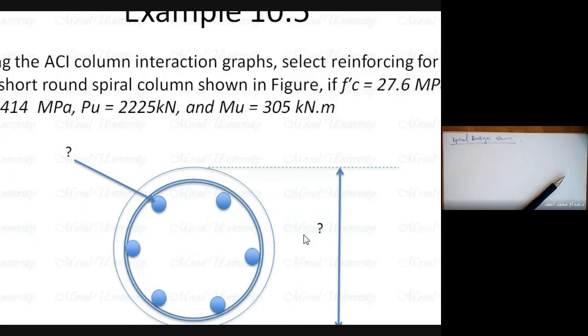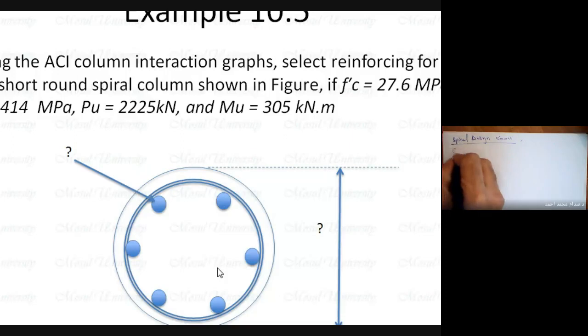The concrete strength for the spiral column is 27.6 megapascal, and the yield strength of the main reinforcement is 414 megapascal. The applied ultimate load on this spiral column is 2,225 kilonewton, and there is also a moment on the column. The moment magnitude is 305 kilonewton meter. So how are we going to design this column? This will be our problem for today.